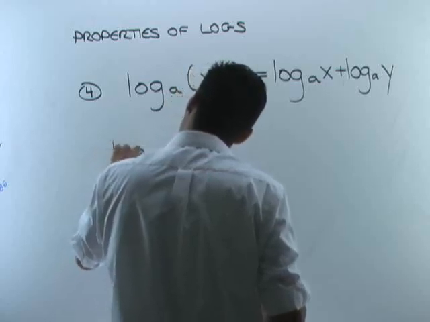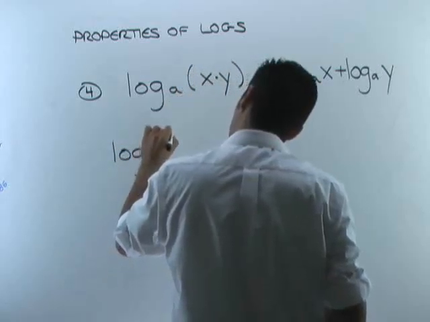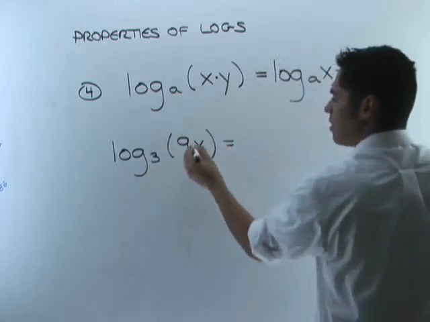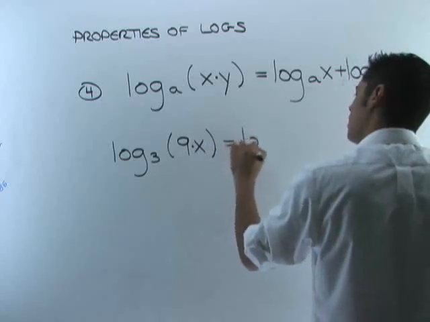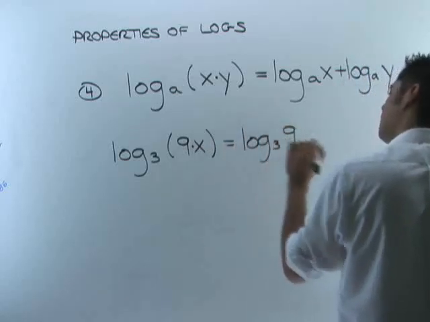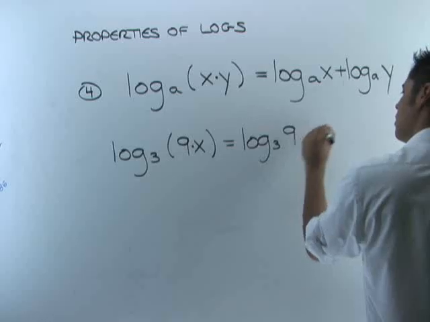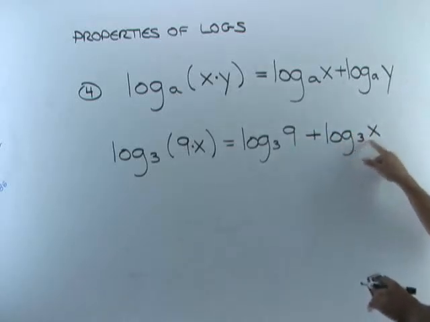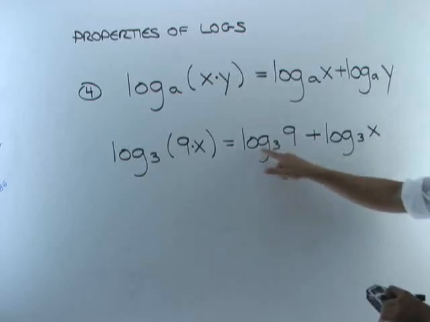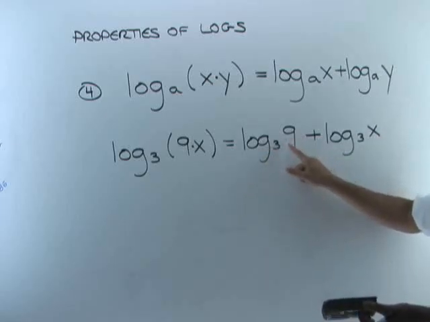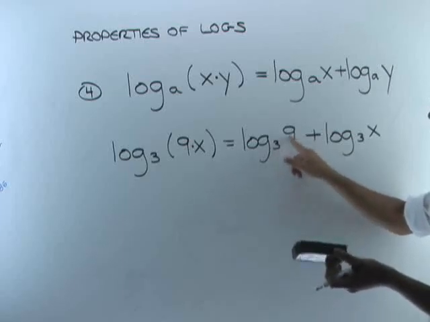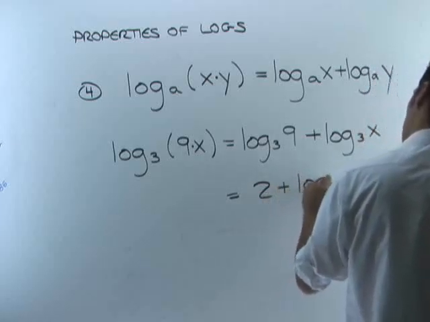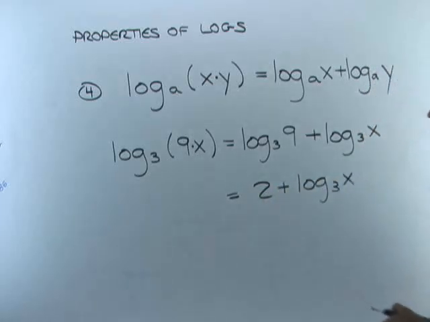Let's do log base 3 of 9x. Well, because 9 is being multiplied times x, we can say that this is log base 3 of 9, plus log base 3 of x. Now, log base 3 of x, we can't really figure out what that is, but log base 3 of 9, we can. Remember, you'd say, 3 raised to what power is 9? Well, 2. So this is actually just 2 plus log base 3 of x, and that's it.